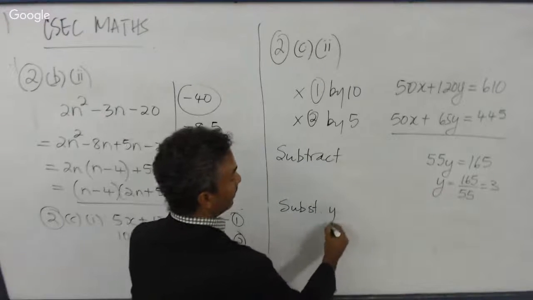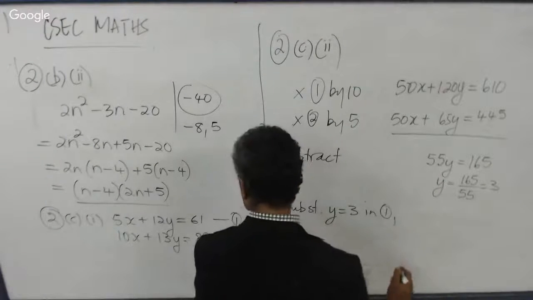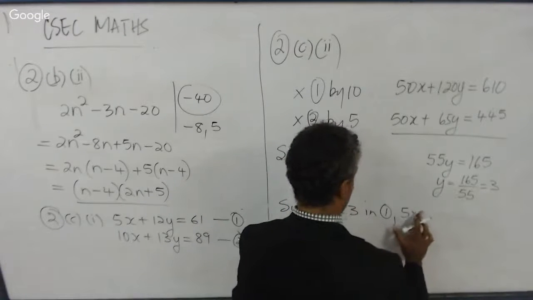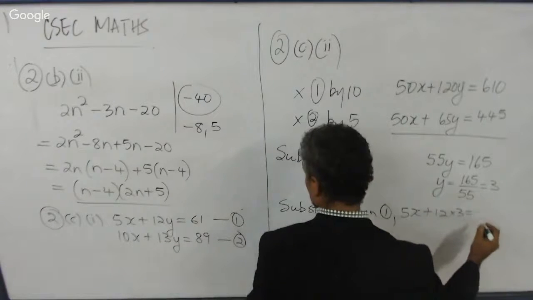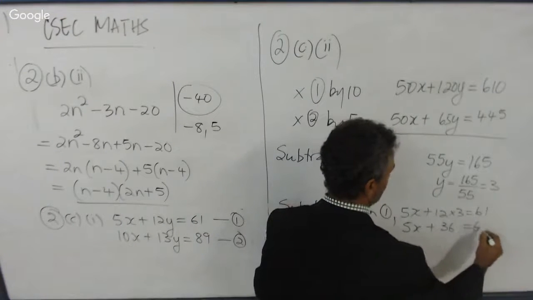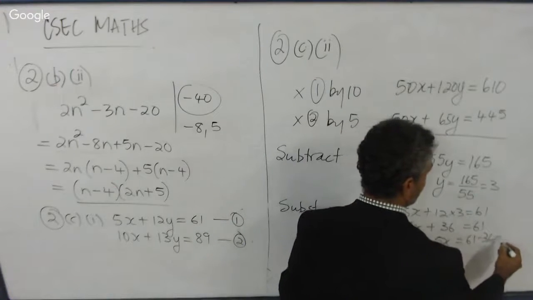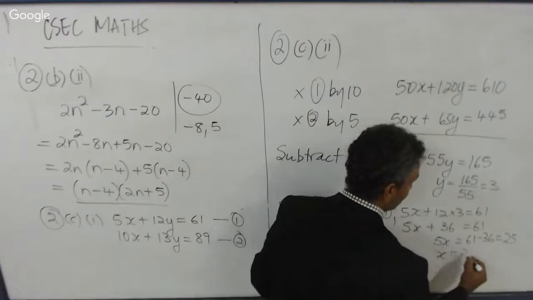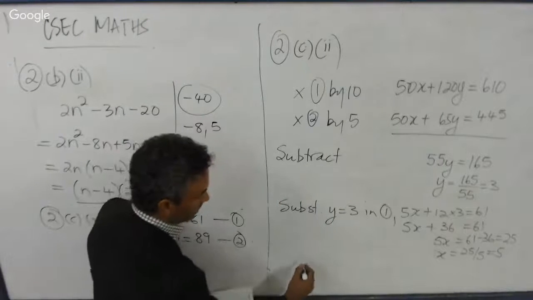Substituting y equals 3 in equation 1, we get 5x plus 12 times 3 equals 61. That's 5x plus 36 equals 61. 5x equals 61 minus 36, which is 25. And then x is 25 over 5, which is 5. So therefore, the answer is A.